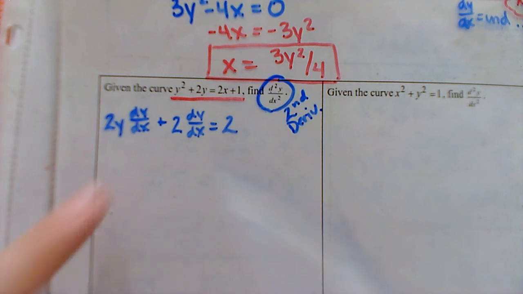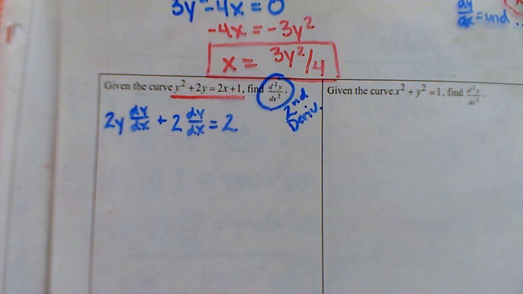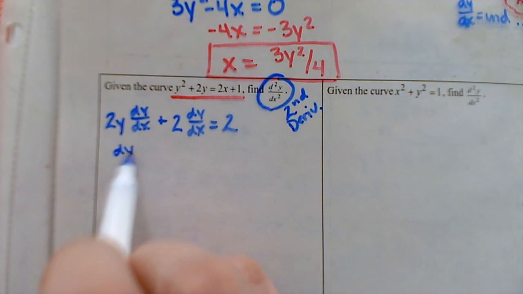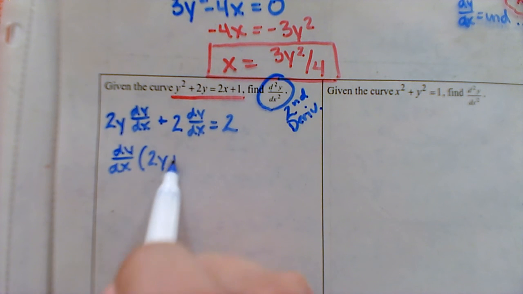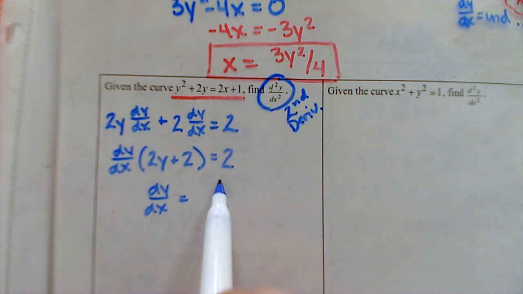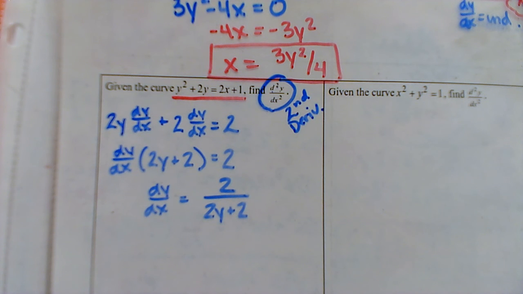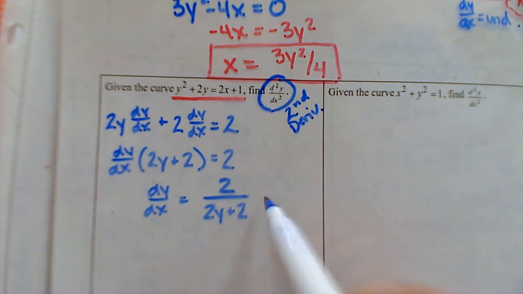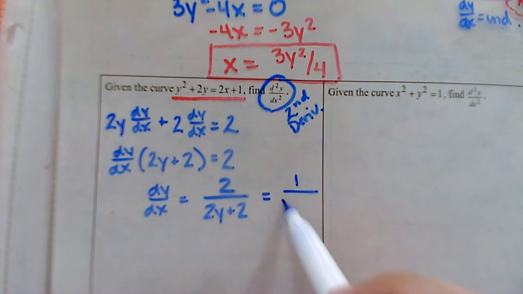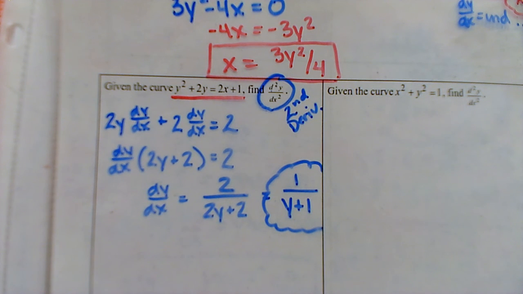Let's clean it up like we've been doing. All of the derivatives are on one side, right? Every other term is on the right. So it's already cleaned up in that organized way for us. If we factor a dy over dx out, we can then divide. Can we keep simplifying? All the numbers are divisible by 2, right? So if we divide all of them by 2, we'll have 1 over y plus 1. Okay? So there's a cleaned up first derivative.